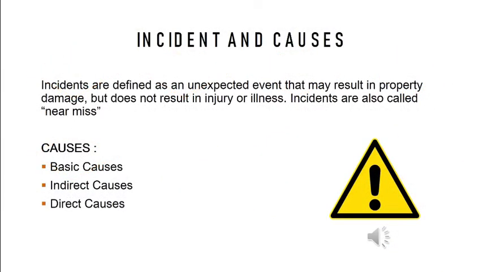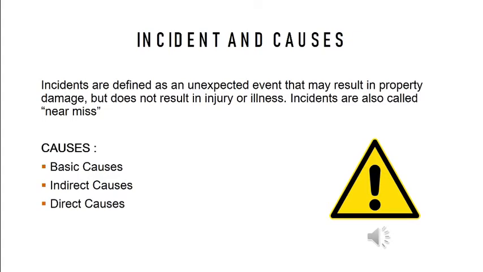Next is incident and causes. Incidents are defined as unexpected events that may result in property damage but do not result in injury or illness. Incidents are also called near miss. Near miss is an event which did not result in injury or damage to property but had the potential to do so. There are three causes of incident.